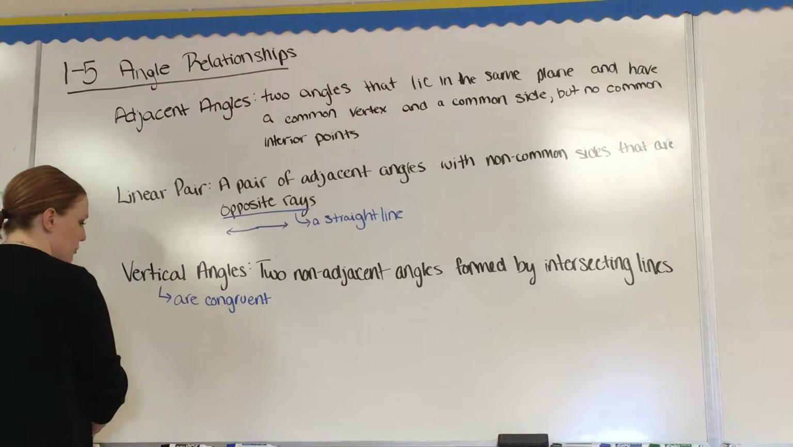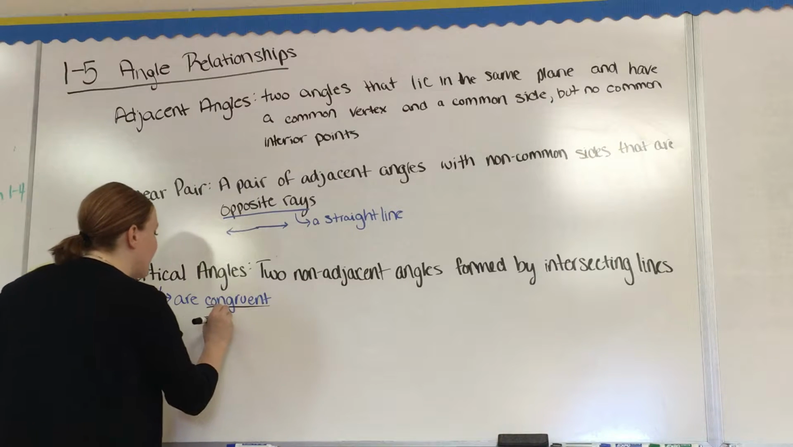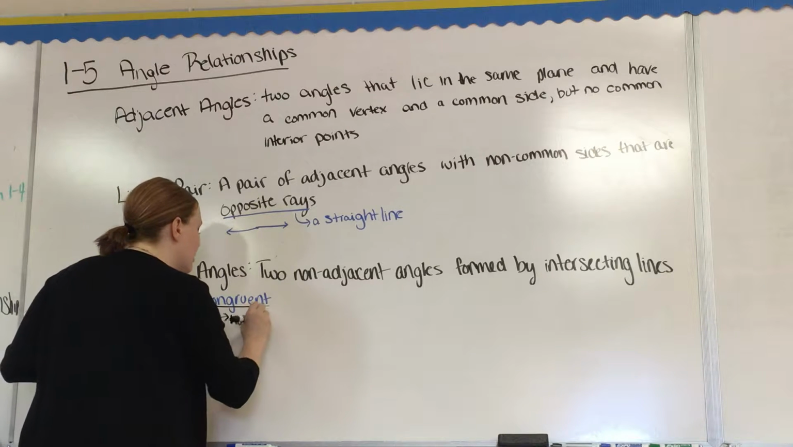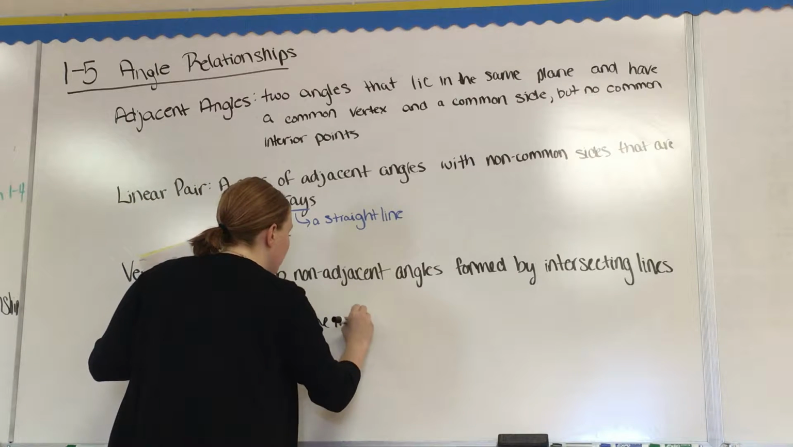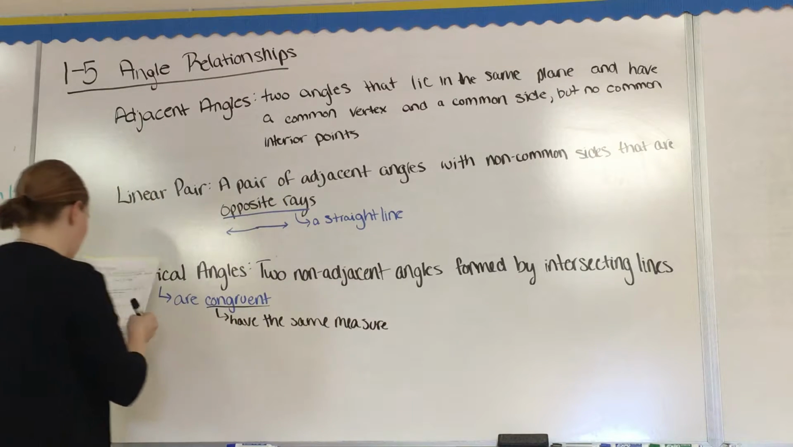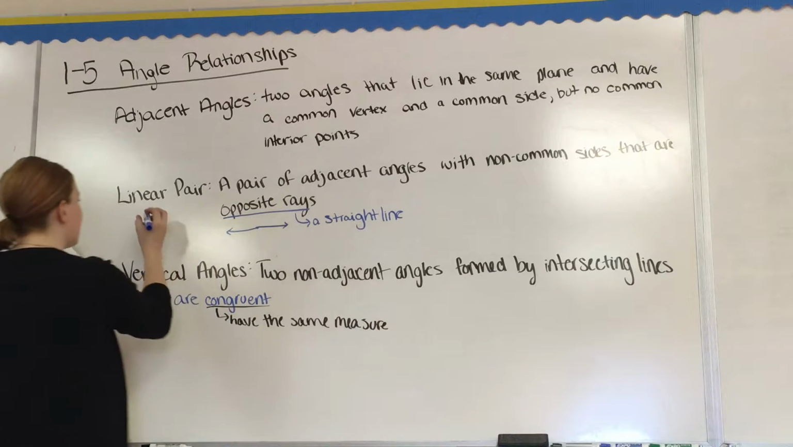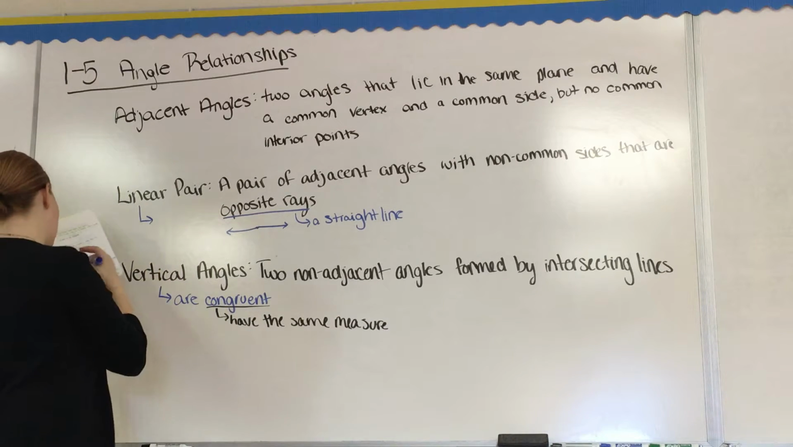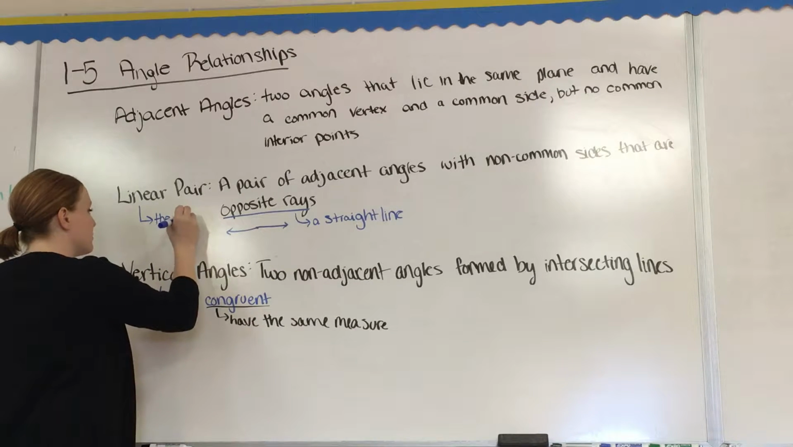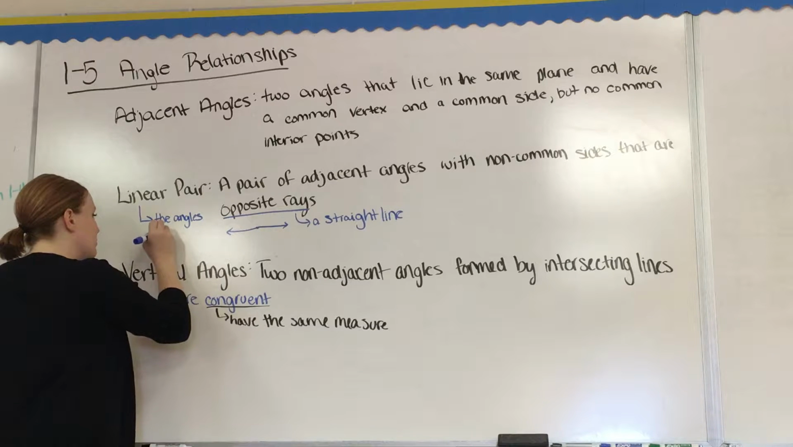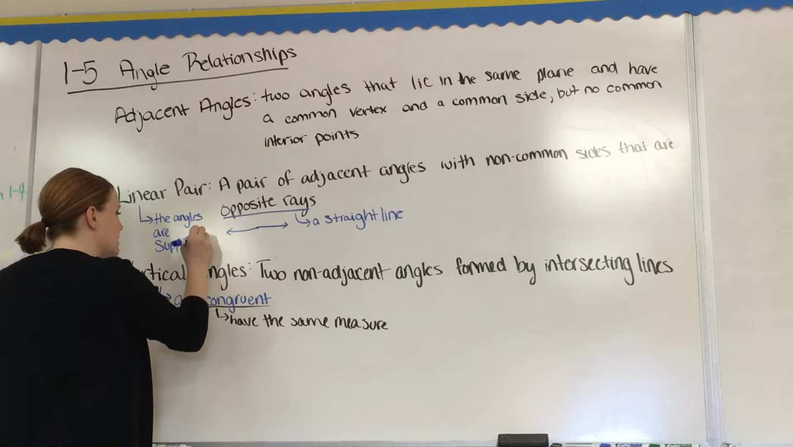Do you remember what congruent means? Congruent, we defined this in another chapter. Congruent means that they have the same measure. Okay, so that's really important to note. Also, another important thing to note, we'll get to what supplementary means, but in a linear pair, the angles are supplementary.